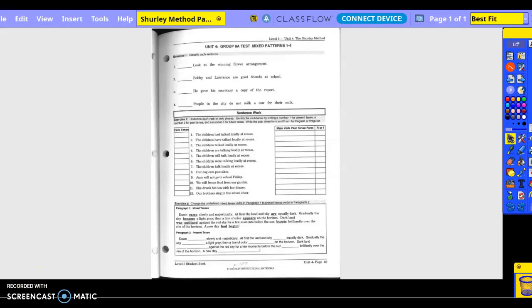Grade Shurley method, page 49. This is the part 1 recording, and we're going to do exercise 1. So we have mixed patterns, so they are not all pattern 4. They can be anywhere from pattern 1 to pattern 4. So let's look at number 1.